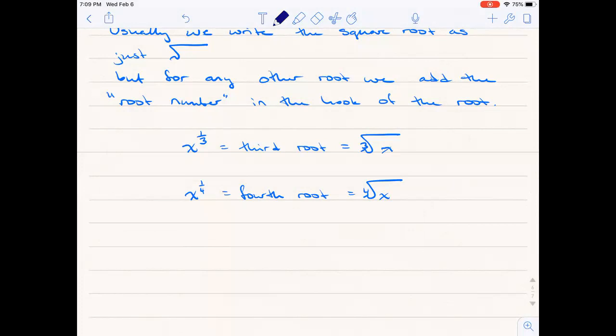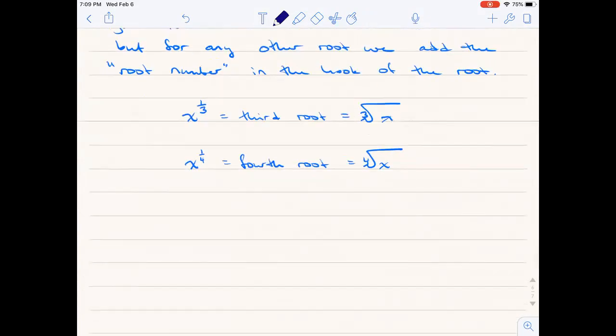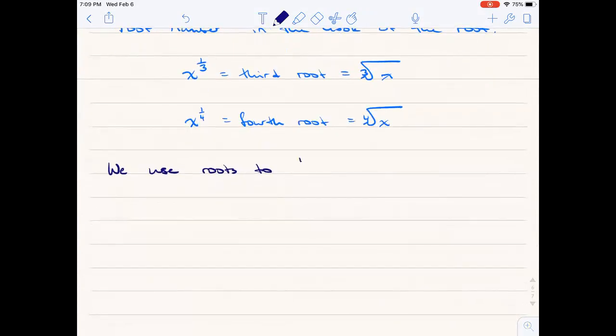So when do we use roots? We use roots to undo powers, right? If you have a power that you need to get rid of, just like if you've got an equation and you're subtracting a number on one side and you have to move it to the other side, you'd have to add it to both sides to get rid of it, to undo it. And so roots undo powers. So we use roots to, I'll say, undo powers.